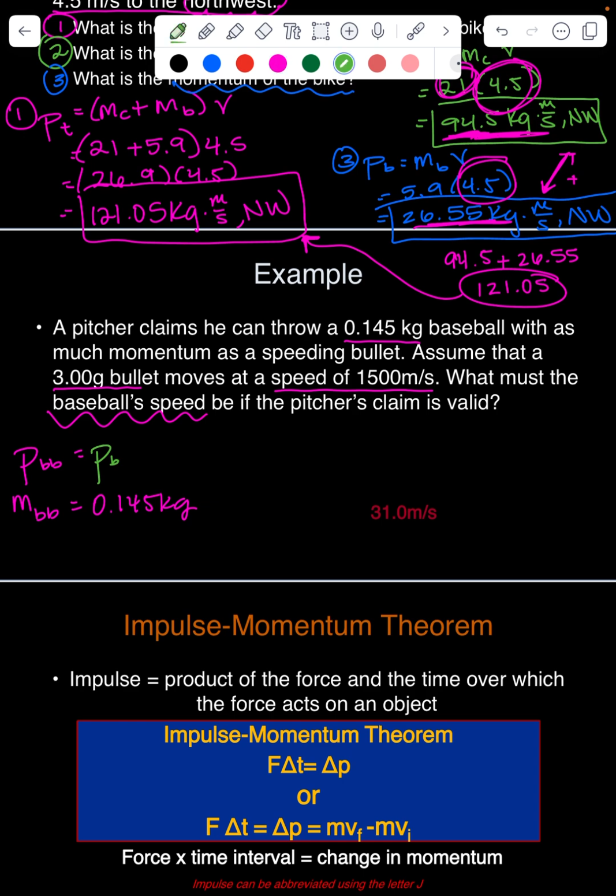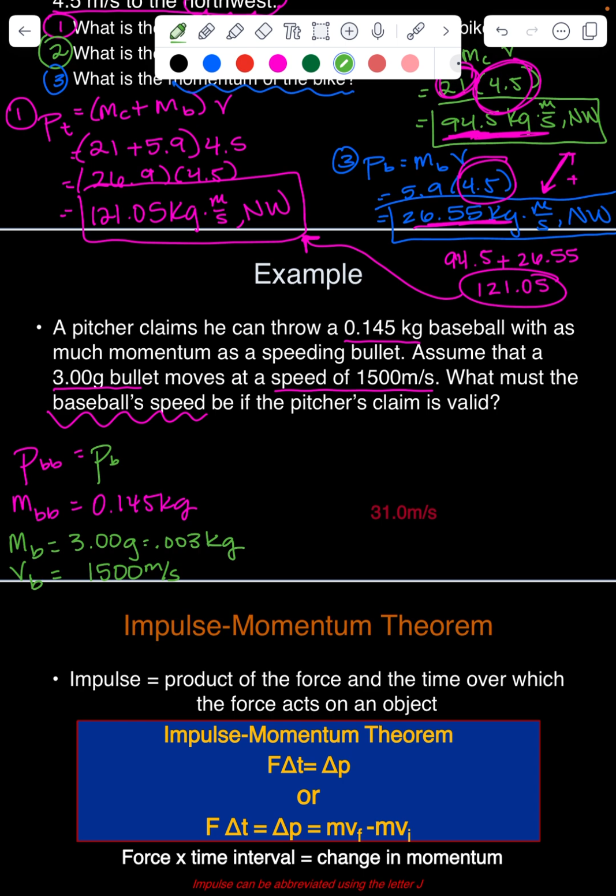We're then given the mass of the bullet, which is 3 grams. A big red flag should be thrown up in your head right now. Mass cannot be found in grams. So we divide it by 1,000 to get it to kilograms, and that is 0.003 kilograms. So that's the mass of the bullet, and we're assuming that the velocity of the bullet is 1,500 meters per second.